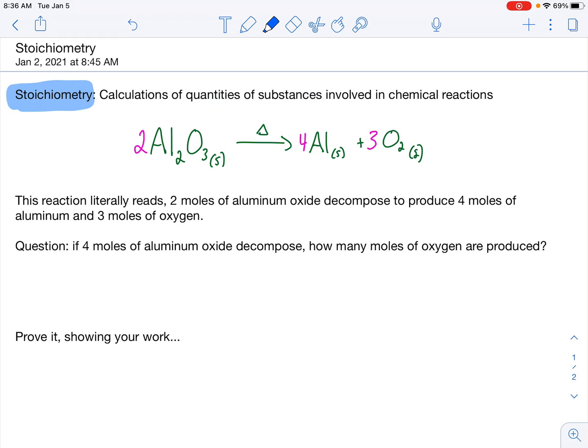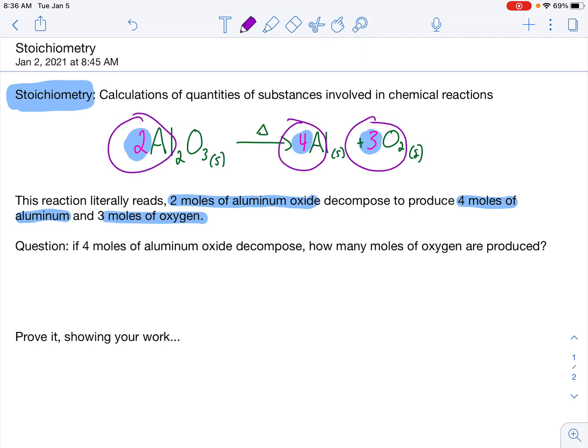It's the decomposition of aluminum oxide with heat to produce some aluminum and oxygen. Now, previously we talked about these coefficients and their need because you have to have the same number of things on each side of the reaction. I never really told you a number of what things. In reality, the reaction literally reads 2 moles of aluminum oxide decomposed to produce 4 moles of aluminum and 3 moles of oxygen gas. So these values here are actually molar amounts. All right, in chemistry, that's what they stand for.